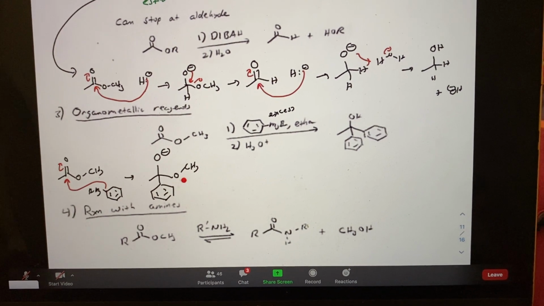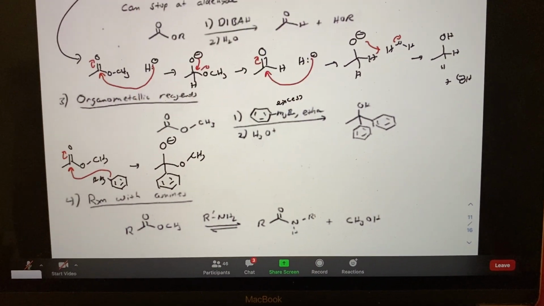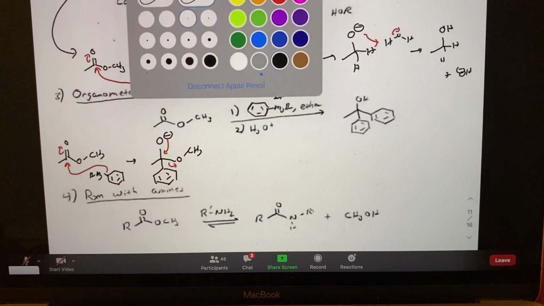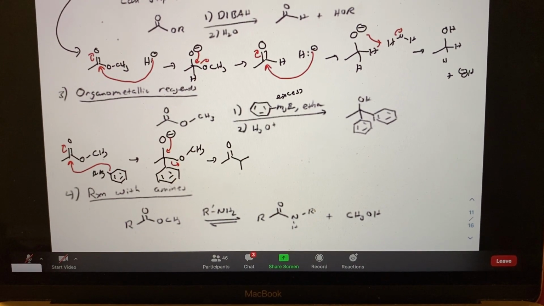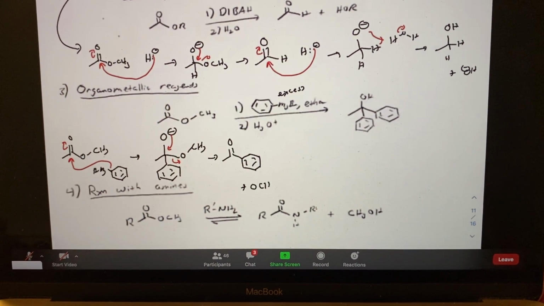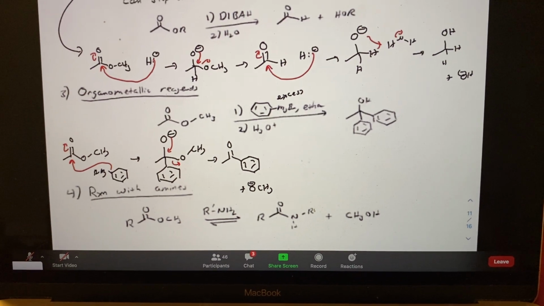And now again, we have this potential leaving group here. It happens to be methoxide in each case here. It doesn't have to be, the R group could be different. So we'll kick that out and reform our carbonyl group. Put this down here. We've lost methoxide. And now notice we have a ketone.